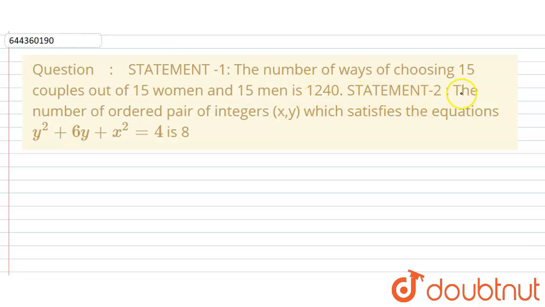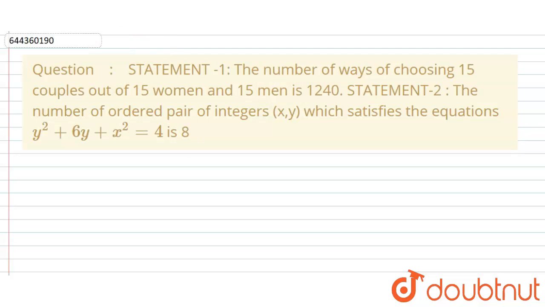Statement two says the number of ordered pairs of integers x, y which satisfy the equation y square plus 6y plus x square equal to 4 is 8. Students, we have to check whether the given statement is true or not. So, students, let's move to the answer.